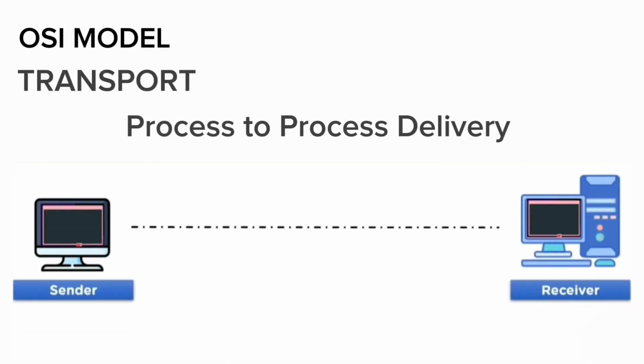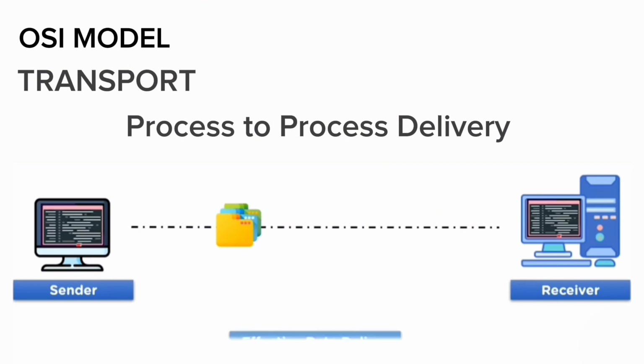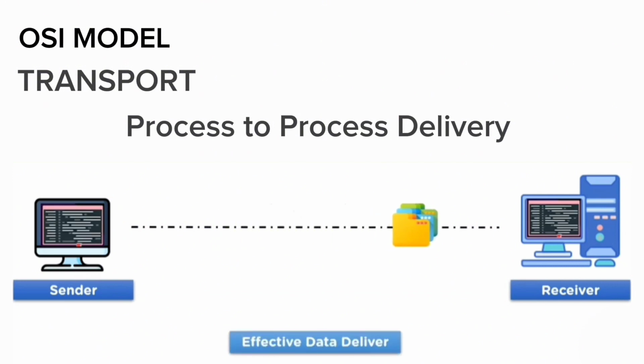Process-to-process delivery is one of the main tasks of the transport layer, to effectively deliver the data segments to the correct destination among all working applications. This task applies a 16-bit port number to identify the sender and destination applications correctly to transfer the data over the network channel.